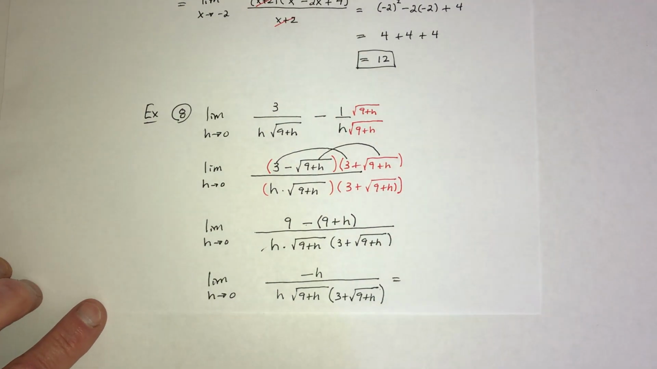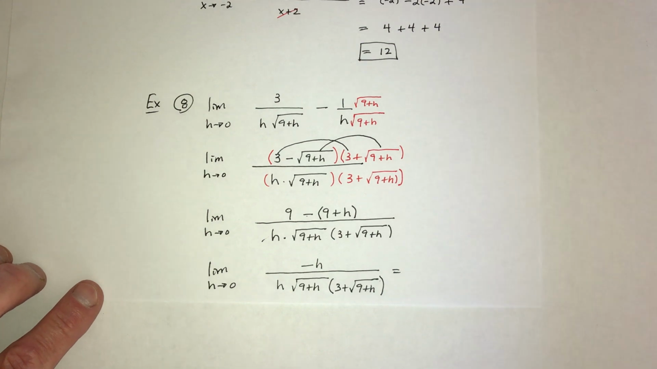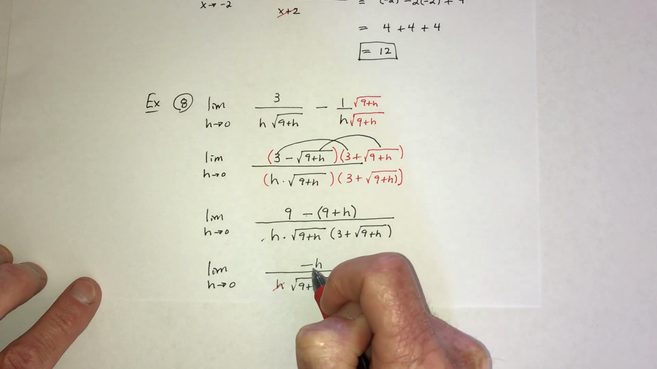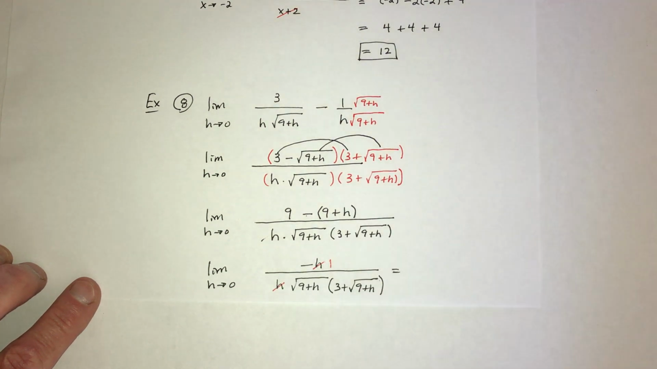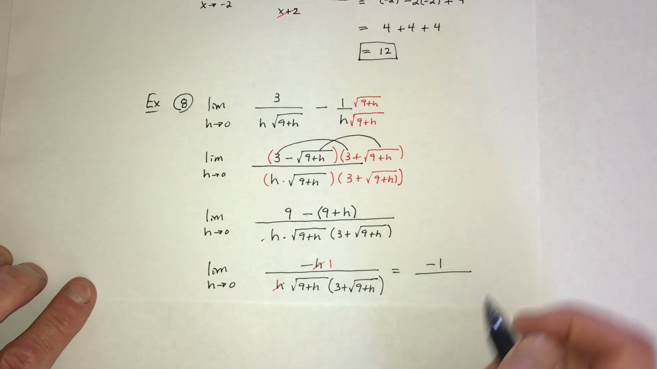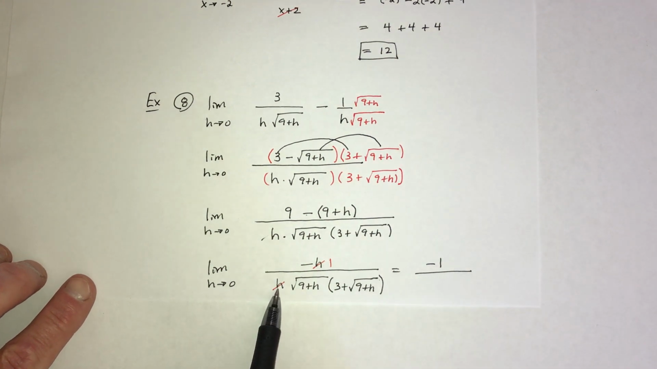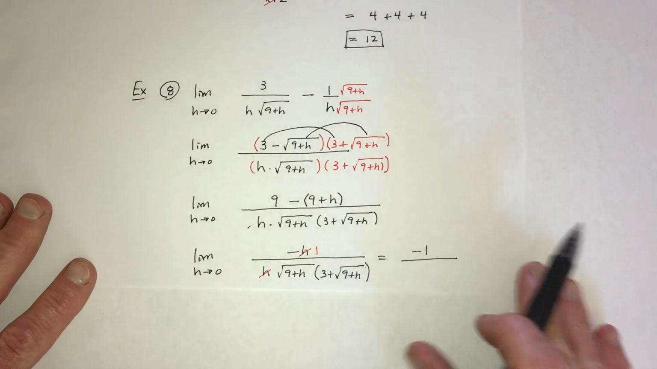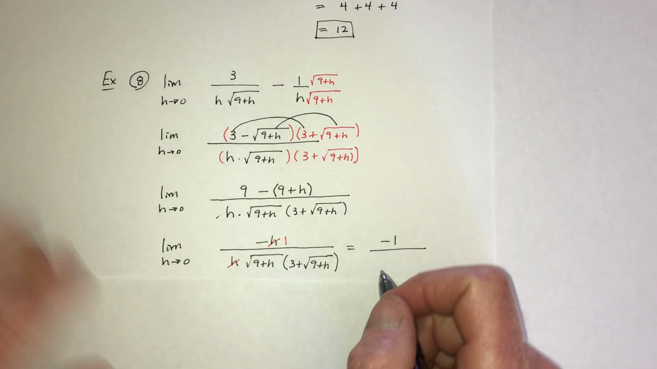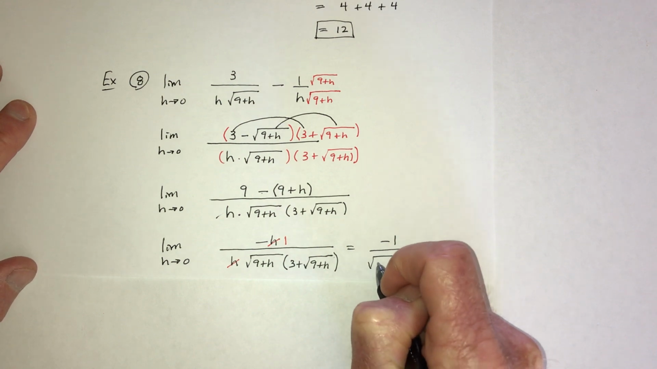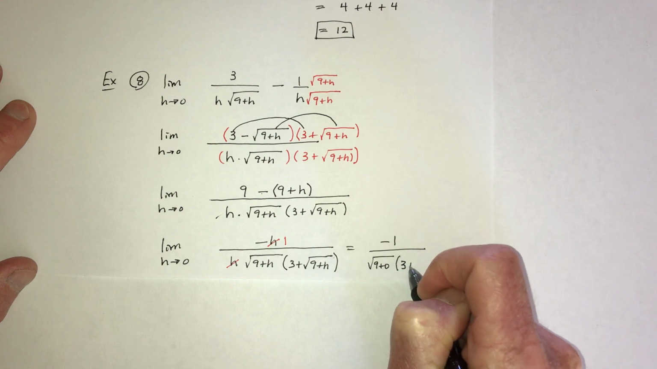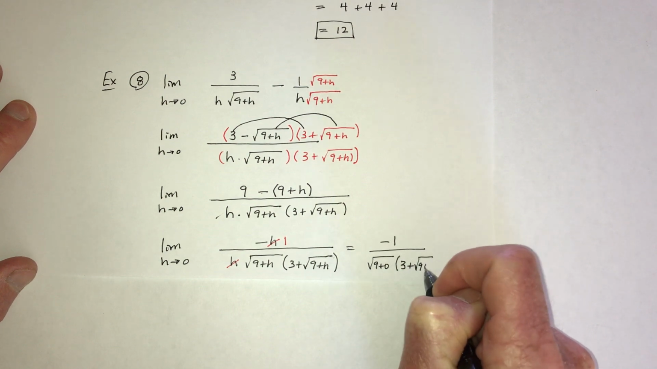Okay, now we're almost done. So finally, after all of that algebra, it pays off because finally this h will cancel this h, leaving a negative 1 on the top. And after this is canceled, you can substitute that h becomes a 0. So this part will be the square root of 9 plus 0. And then there will be 3 plus the square root of 9 plus 0.